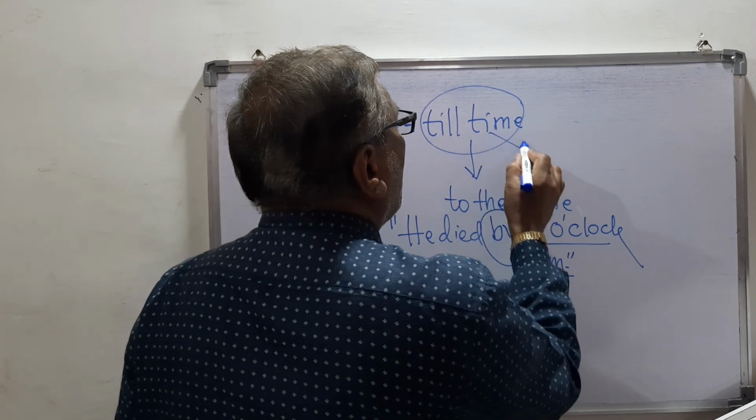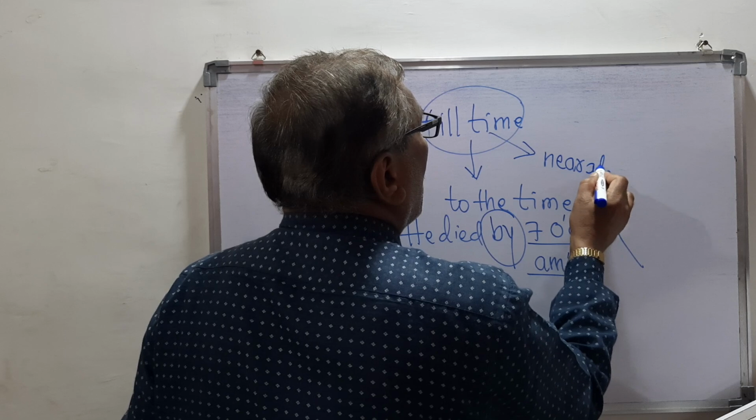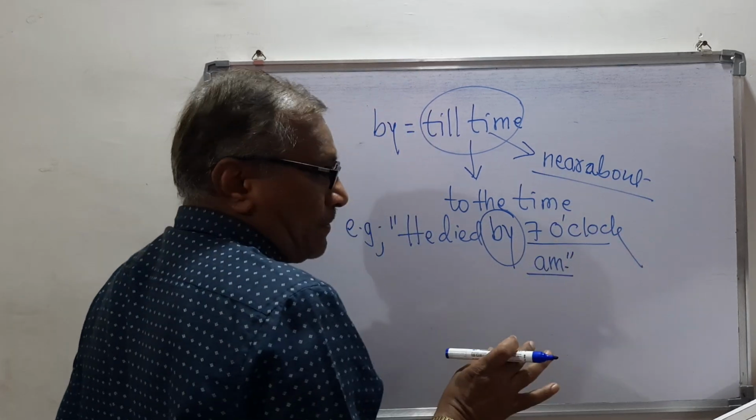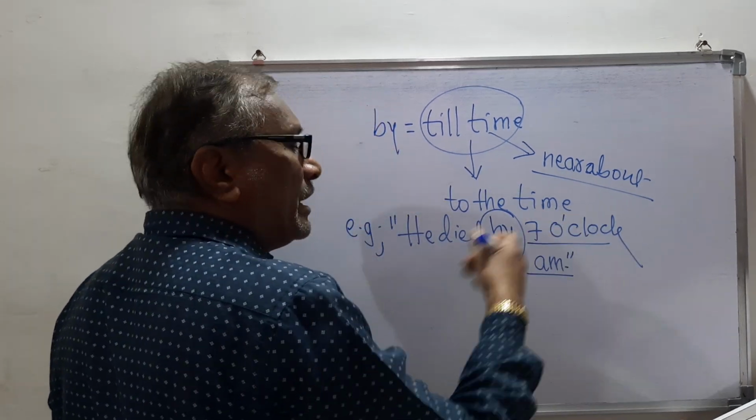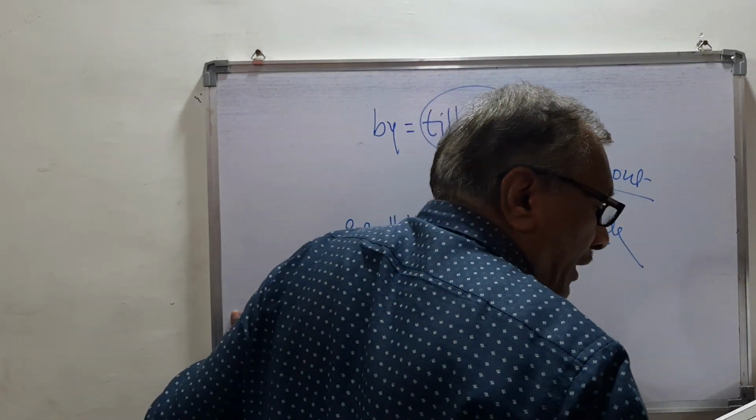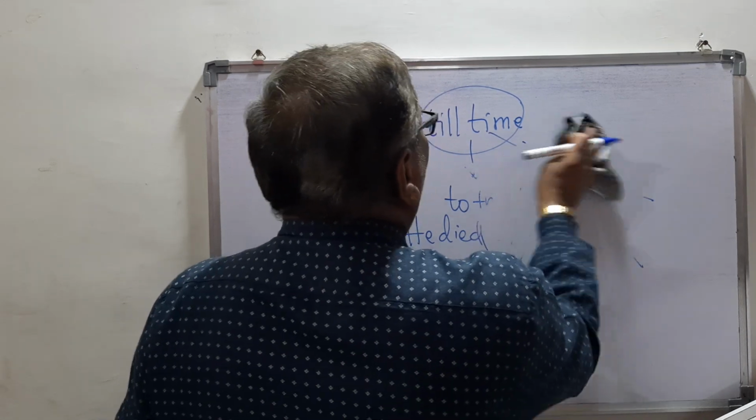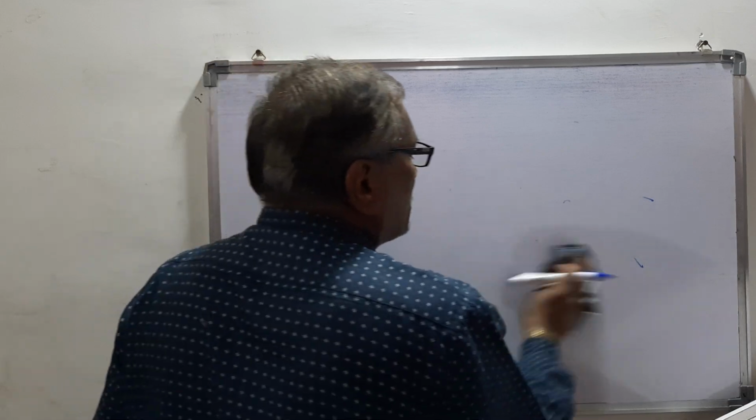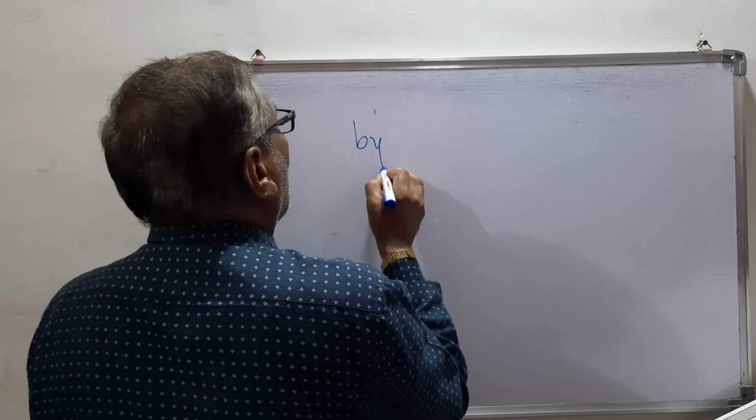Means that time is near about. That time is near about. Near about means not the exact time. Means he died at 7 o'clock or near about 7 o'clock. That is the particular thing. So remember. So now we will see again the next rule of this by. So by means what?